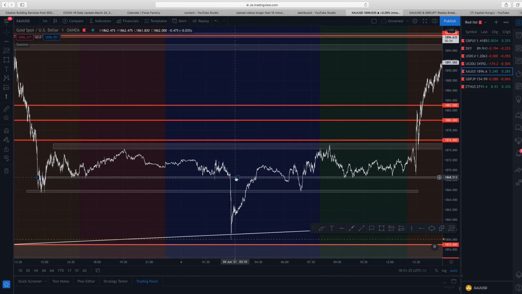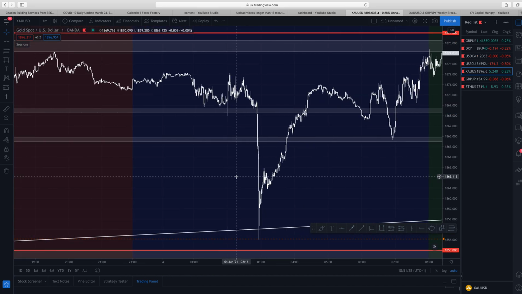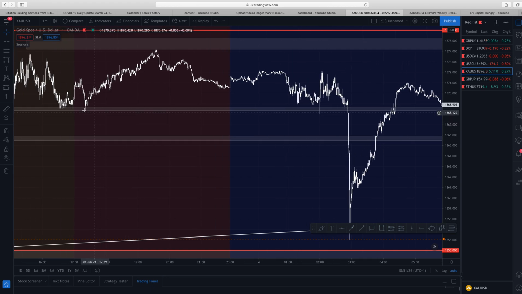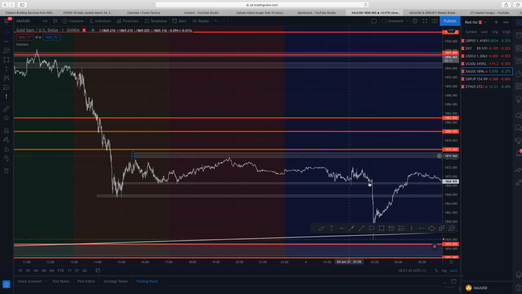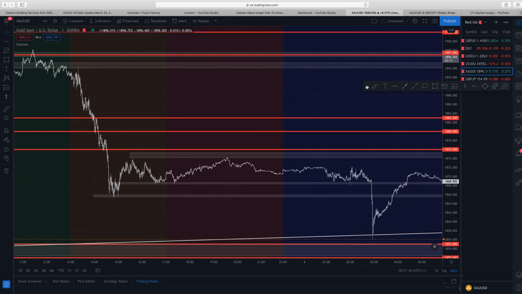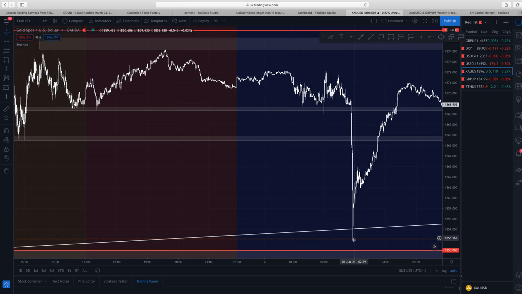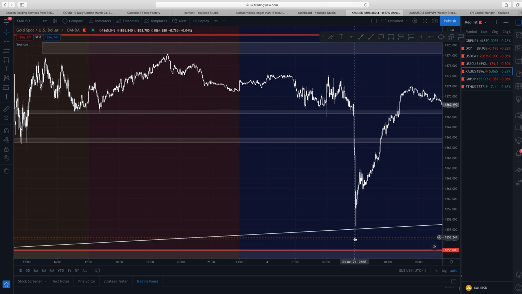But as we can see here, if we zoom in, once we're in Asian and we get this closure below minor support, once we get that close below, we get the continuation of downside, a large spike to the downside, which ends up hitting that weekly level we were talking about. Hits the weekly level just 2 pips short of it, so it hits it, doesn't it? Hits the weekly level and then rejects off it.